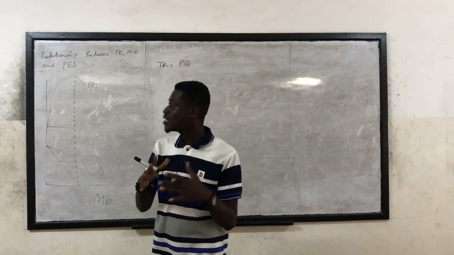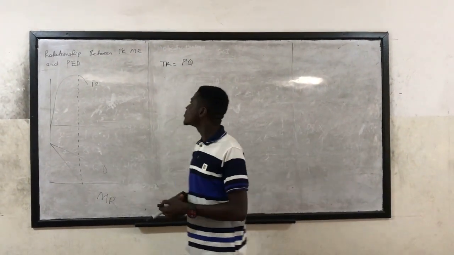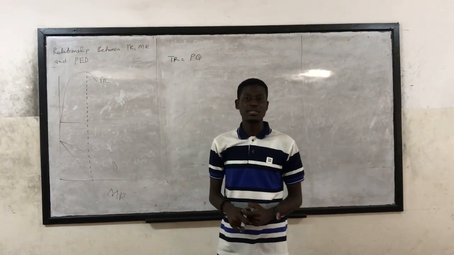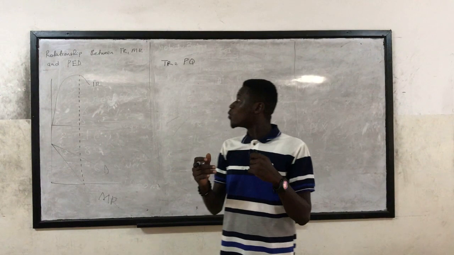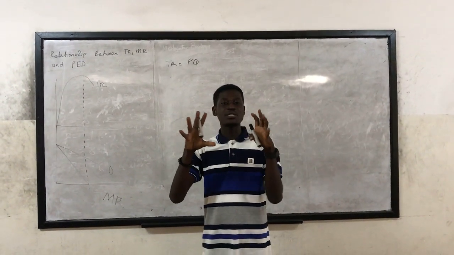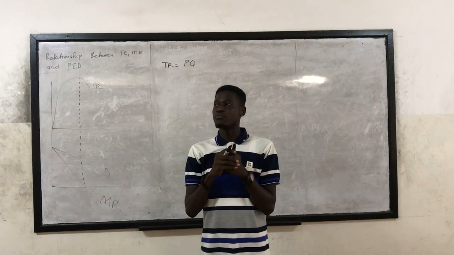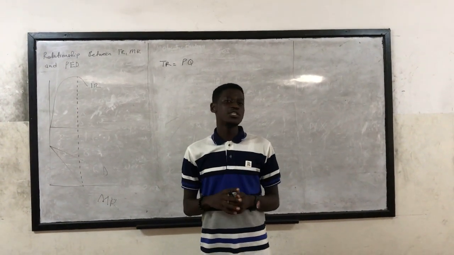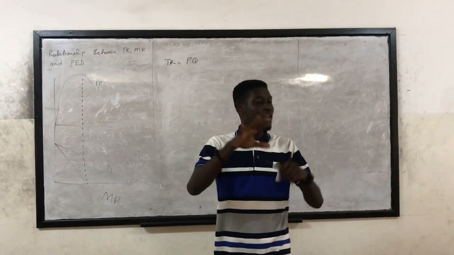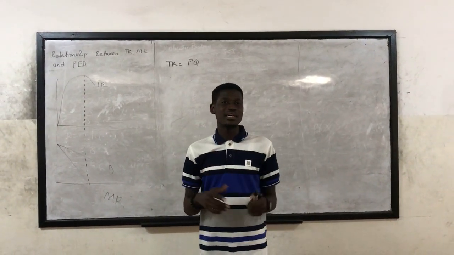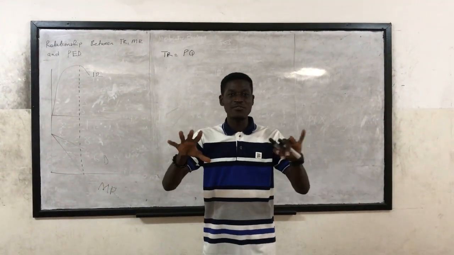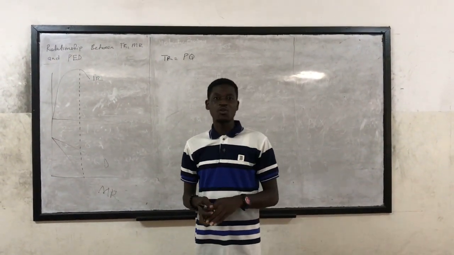Final episode of our lesson. So we are going to look at the relationship between total revenue, marginal revenue, and price elasticity of demand. We know that total revenue is the total amount we get for selling a unit of a commodity. Okay, and then whenever you take the differential of your total, you get your marginal, such that your marginal revenue becomes the additional revenue you derive from selling additional units of a commodity.